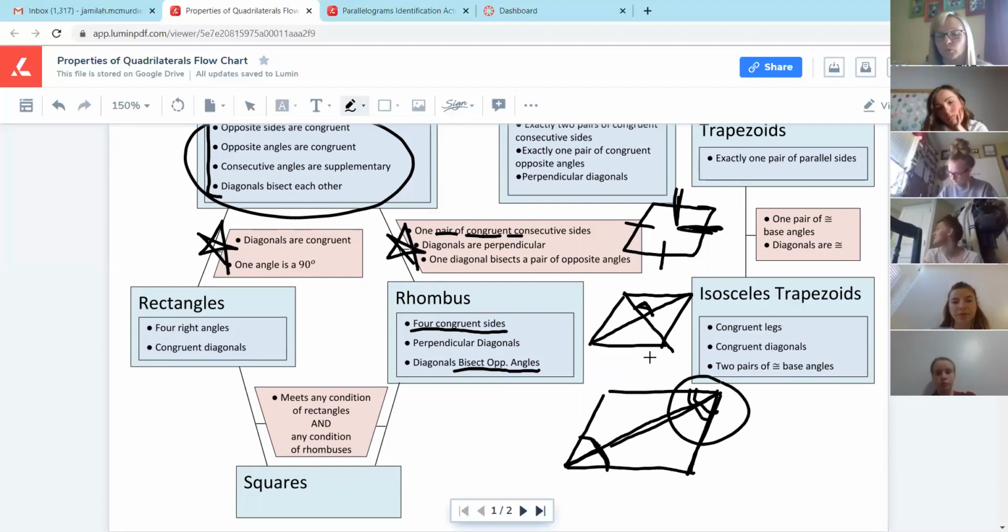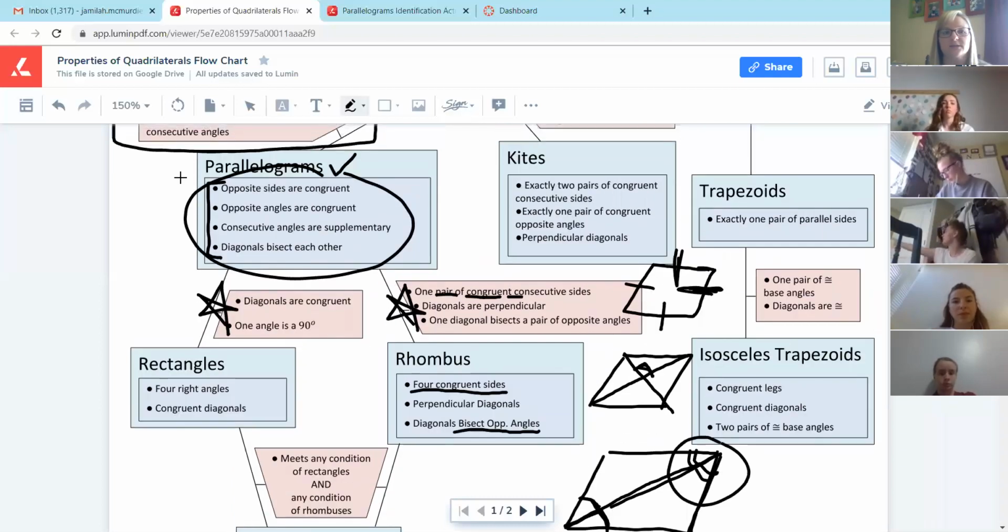Okay, so quick review. On the worksheet, we already know that everything is a parallelogram. We're looking for the starred pink boxes. We're looking for any of those things to be present in the parallelogram for us to say, oh, well, if it has either of these 2 things, it's a rectangle. If it has any of these 2 or any of these 3 things, it's a rhombus. What happens if it has congruent diagonals and the diagonals bisect opposite angles?